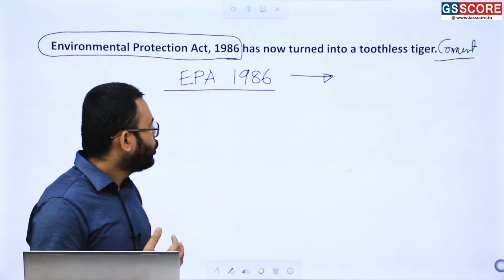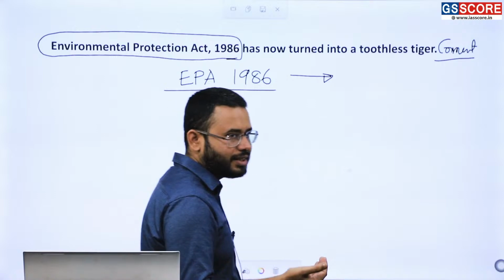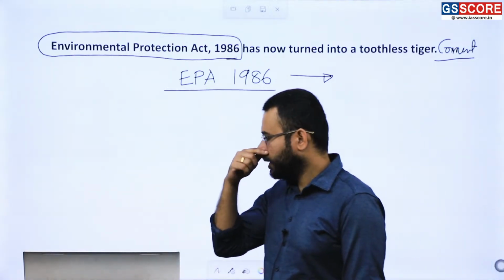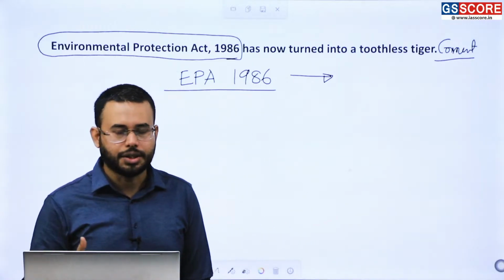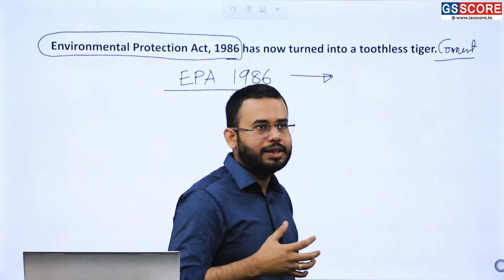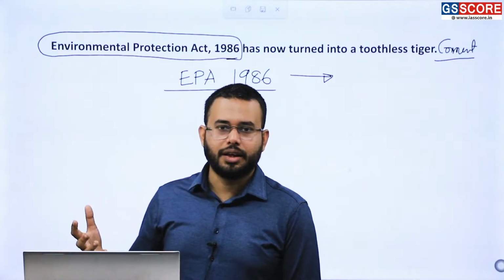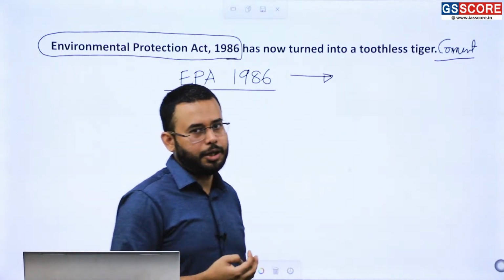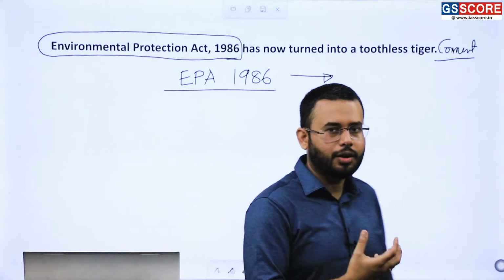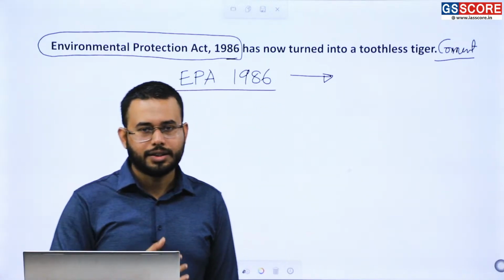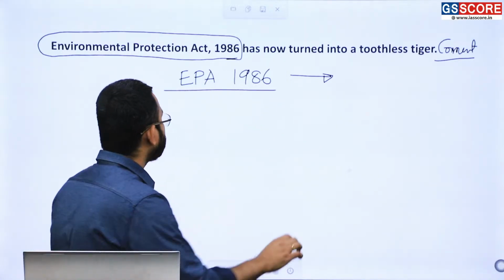So here you will have to give reasons why you think that the EPA legislation is becoming a toothless tiger, that the provisions are there but they are not being implemented properly. That is the core idea and core demand of this question. You need to address it accordingly in this particular question. Right?